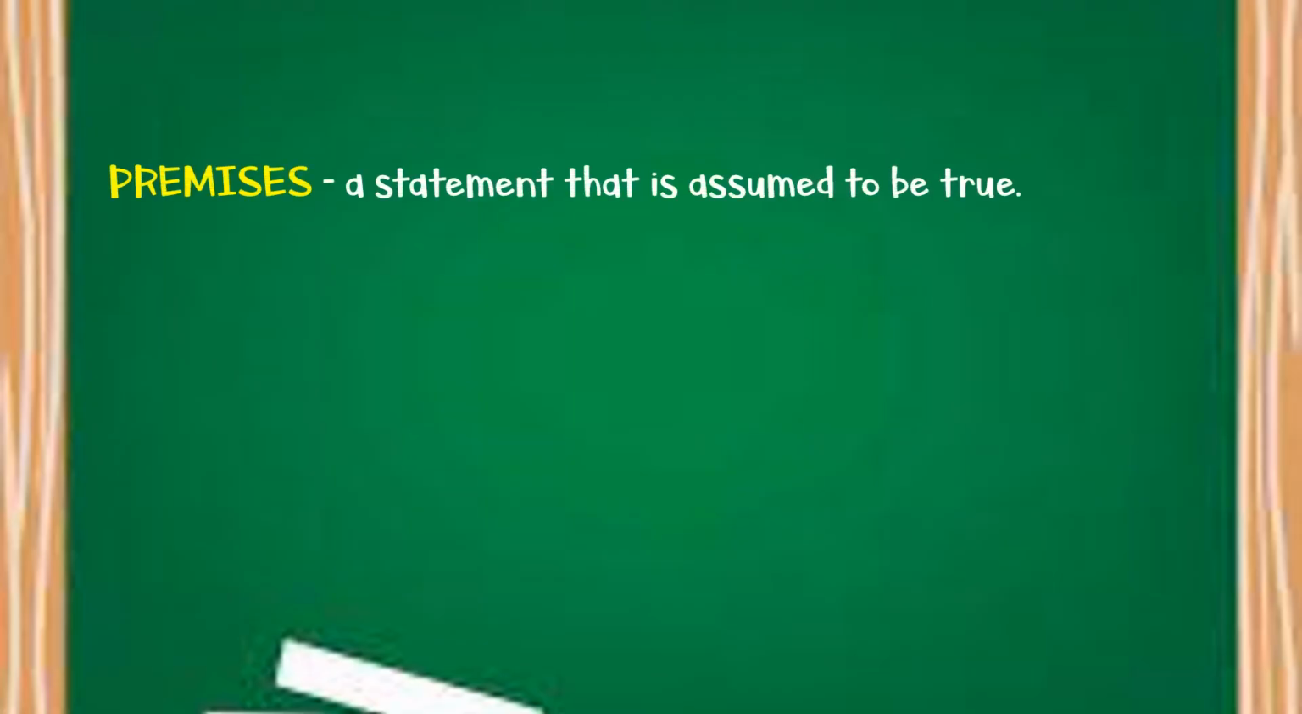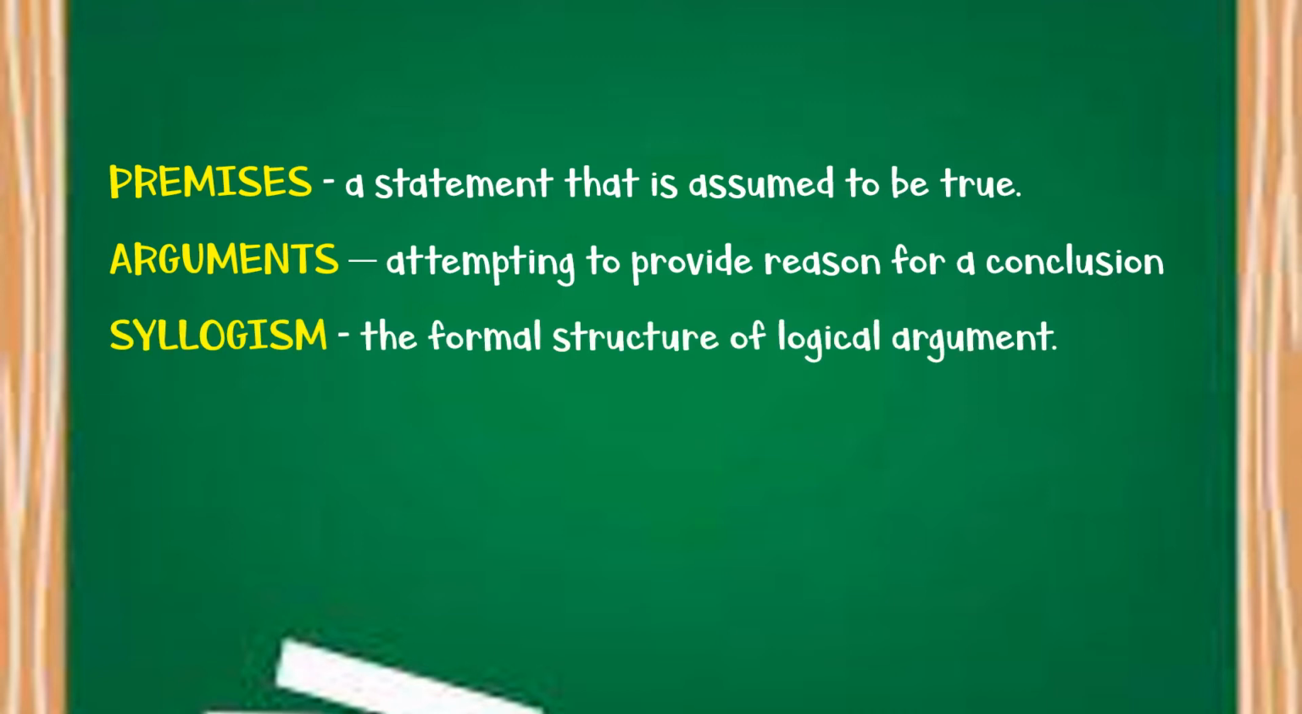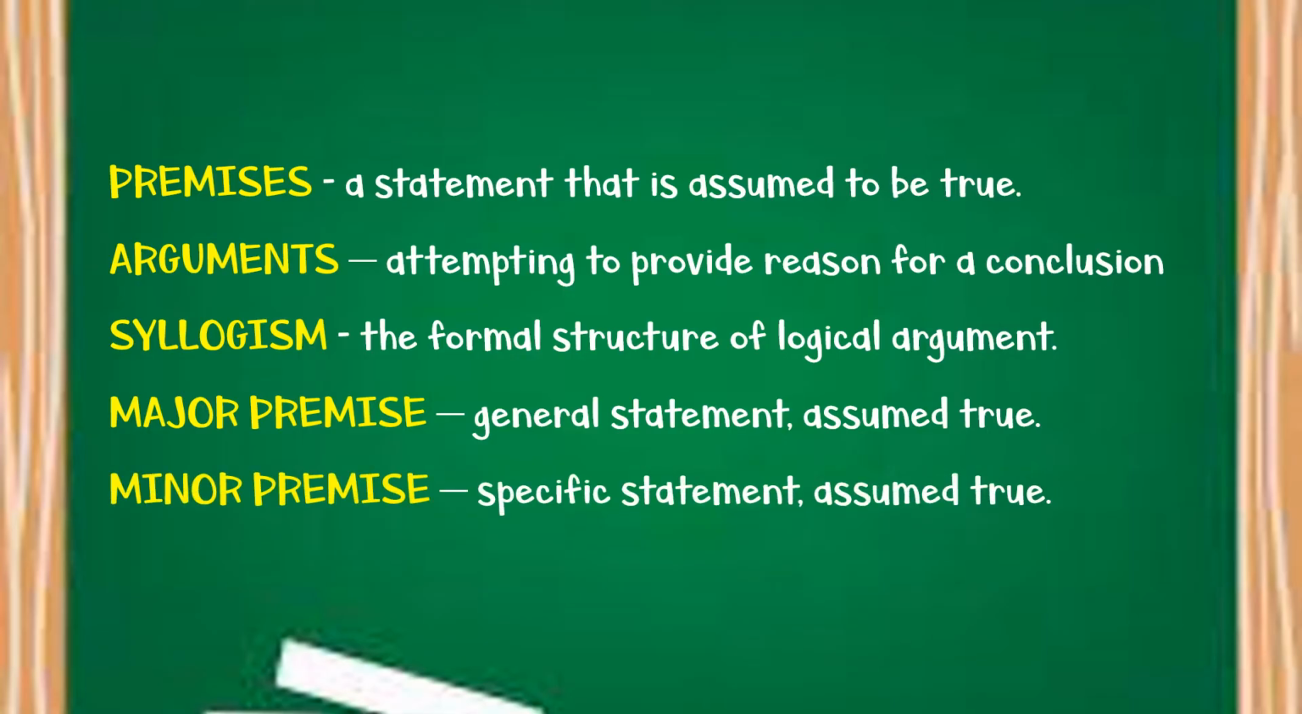Let's start with these key terms. First is premises. A premise is a statement that is assumed to be true. Arguments, attempting to provide a reason for a conclusion. Syllogism, the formal structure of logical argument. Major premise, a general statement that is assumed to be true. And the minor premise, a specific statement assumed true. So these are the key terms for this topic.